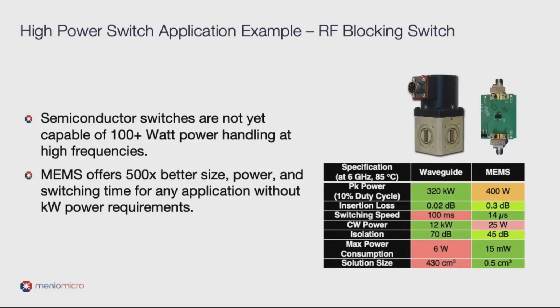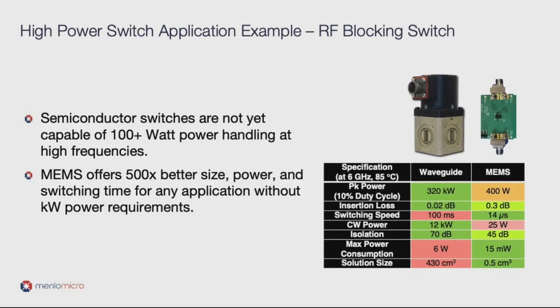The second application example we will discuss today is a RF blocking switch for a 6 GHz application. Unlike the filter bank, this application has high peak power requirements and must isolate sensitive receiver electronics from incident high power radar. At this frequency, there are not any semiconductor switches on the market capable of blocking significant peak power in the hundreds of watts. Instead, we will compare a waveguide and MEMS switch solution.